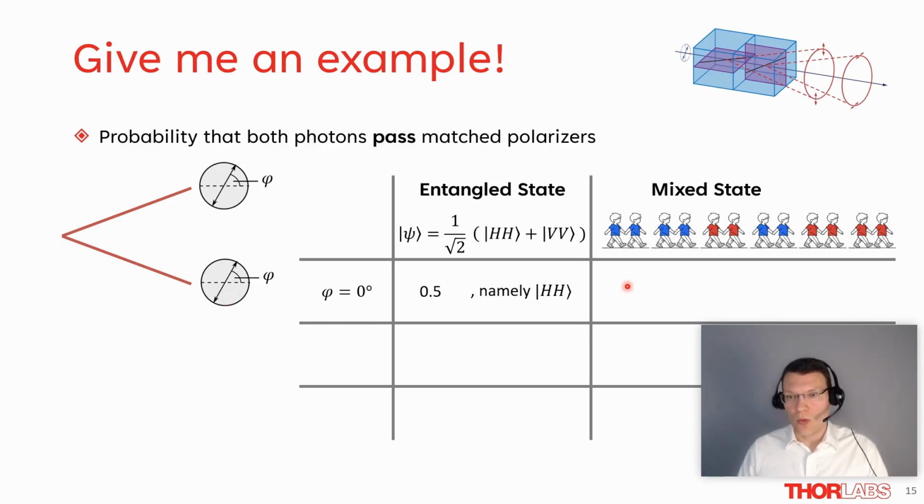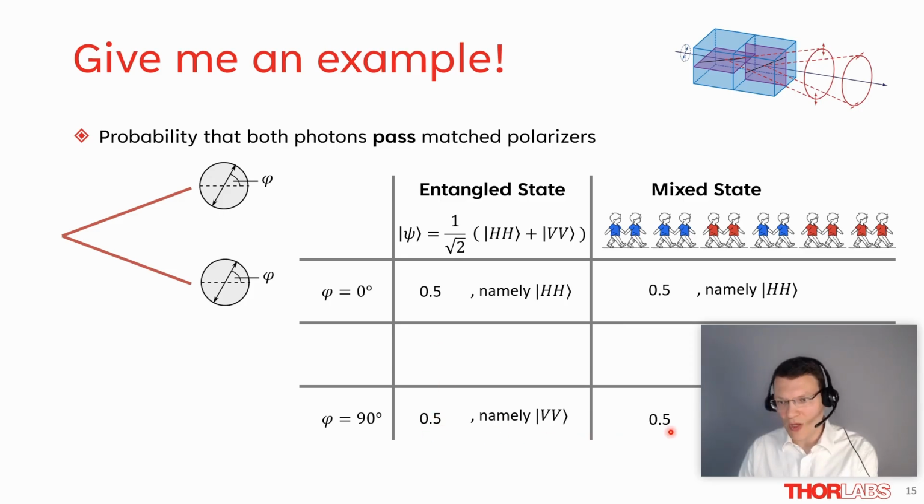Now, what happens for a mixed state? Well, if my polarizers are at 0 degrees, then all of the vertical ones are going to pass, all of the horizontal ones are going to be absorbed. So the chance of finding both of them passing through is again just 50-50, because all of the VV pairs will pass through. Now, just due to symmetry, it's the same thing for 90 degrees, where all of the HH pairs will pass through. So again, we're going to have 0.5 for the entangled state and 0.5 for the mixed state.